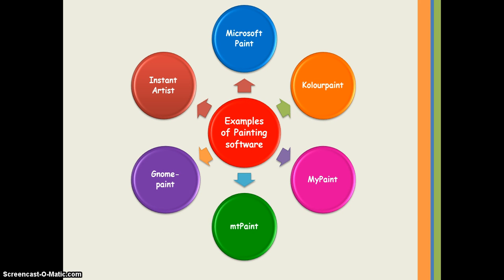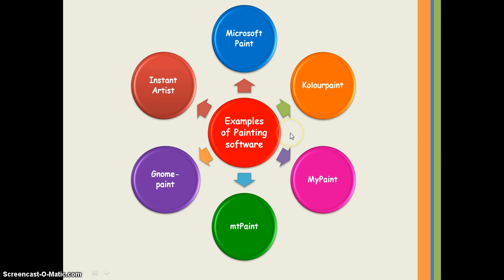Now let's look at some painting softwares that we usually use. Now we're going to use some graphic software to design our own collage in this class, the PowerPoint. But let's look at some painting softwares. We have the Microsoft Paint, popularly called MS Paint. We have the Color Paint. I have My Paint. You have MT Paint, you have Genome Paint, Instant Artist. These are a few out of the several painting softwares used, all right, for painting on the computer. You can do a little research on that to find out more. All right, let's move on.